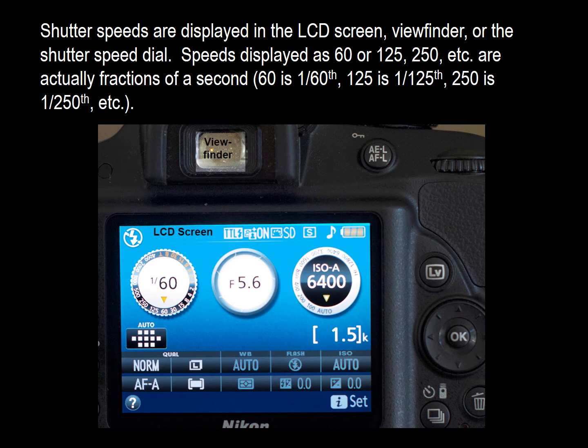Shutter speeds are displayed in the LCD screen, the viewfinder on your camera, or if you have one, a shutter speed dial. Now, it's best to recall that speeds displayed as 60 or 125 or 250 are actually fractions of a second. So, for example, 60 would be 1/60th of a second, 125 is 1/125th of a second, and so forth.